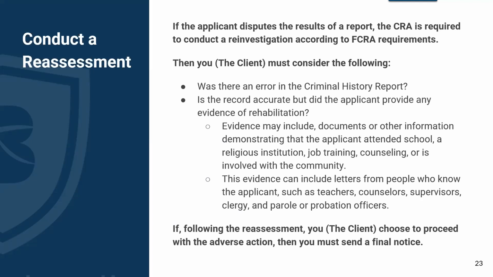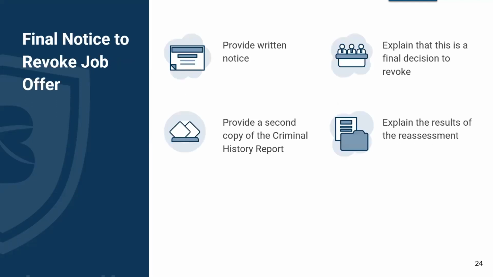And then following this reassessment, now you're going to choose to proceed with the adverse action process or not. And if you would like to proceed, then you must send a final notice to that applicant. And here is where you're going to send that final notice. You're going to provide a second copy of the criminal history report, and then explain that this is a final decision to revoke, and then explain the results of the reassessment. So there's been some steps added to this pre-adverse and adverse process. Really, California wants to make sure that this individual is not right for this position.